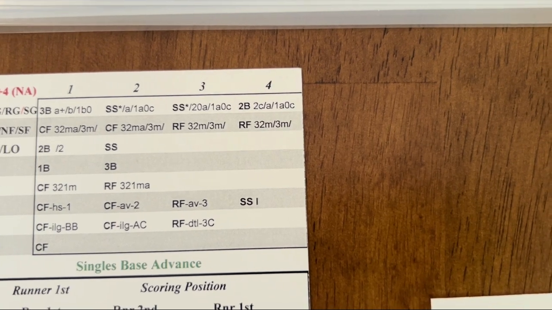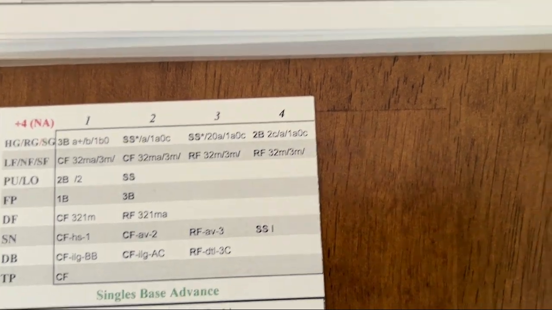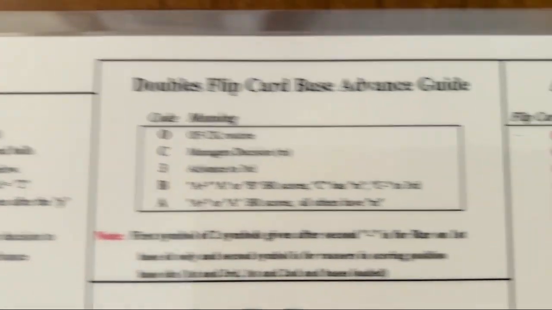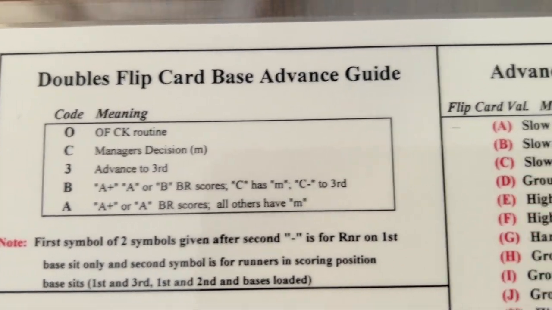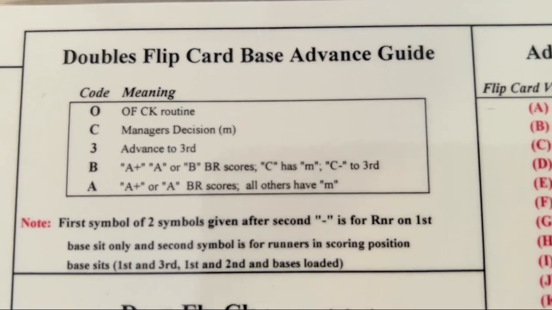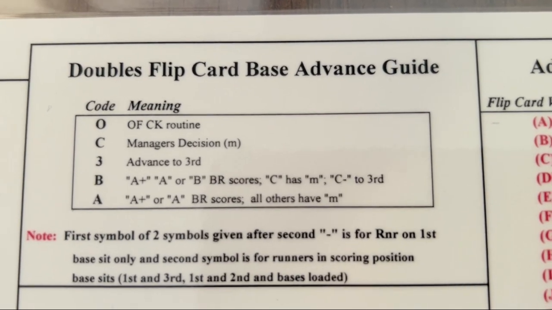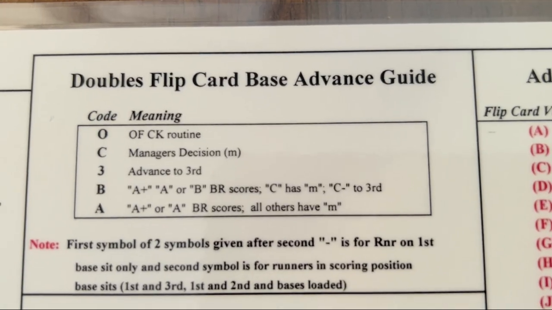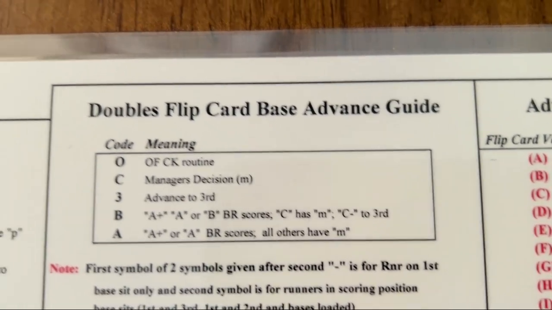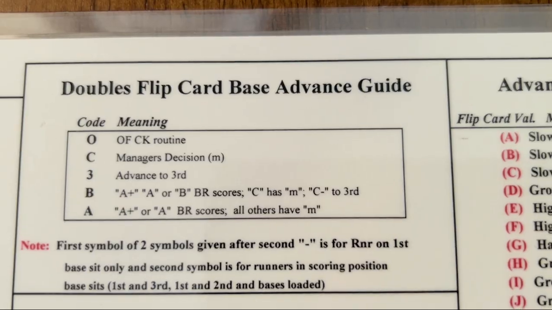Okay, so let's take the A first. On the doubles chart here, you can see there are 5 different codes. O is an outfield check routine. I'm going to talk about that in a separate video. That applies to both singles and doubles. And it's a special routine you have to go through to test outfielders' range and sometimes their arm.